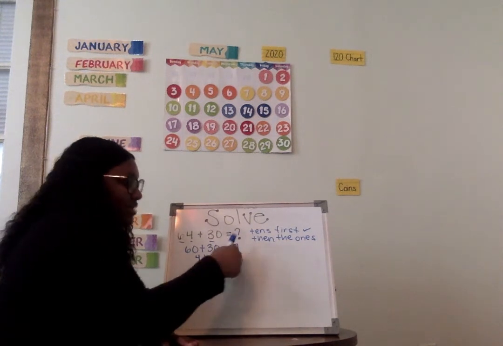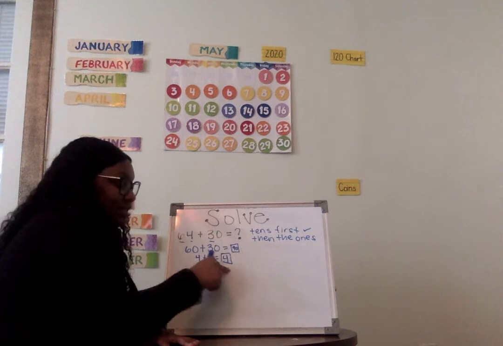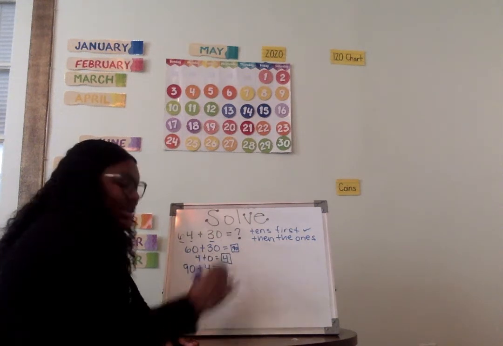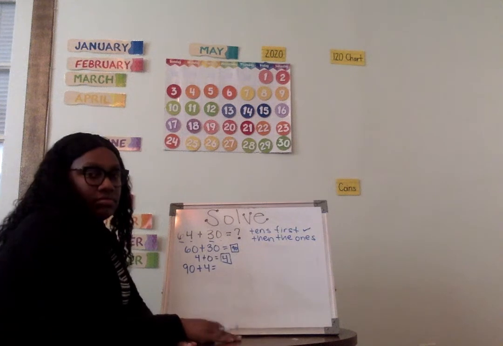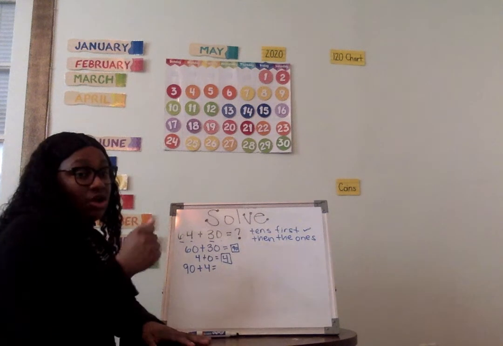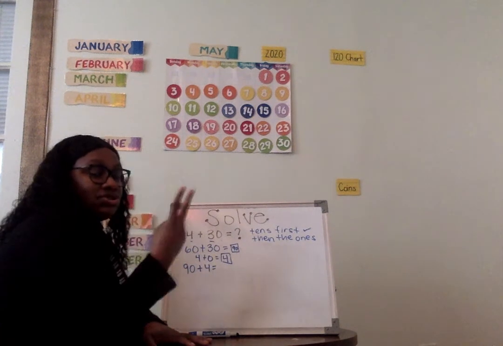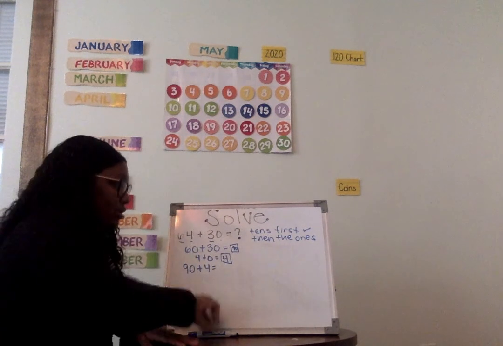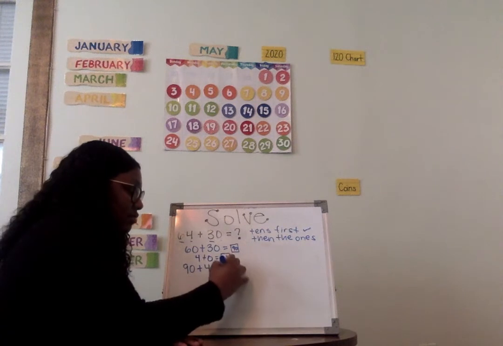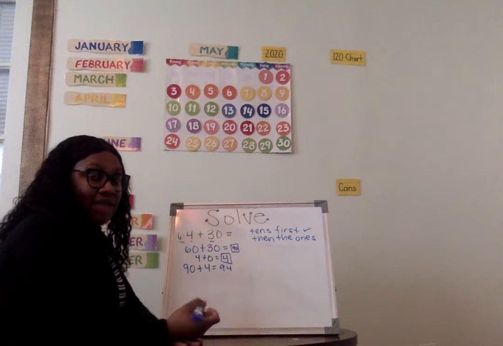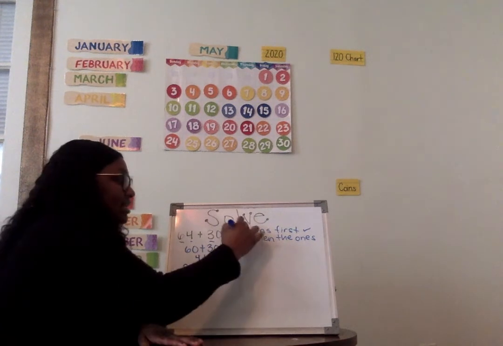Now, I need to add my 90 plus my 4. 90 plus 4 is what? If you get tricked, we can just count on. Grab 90. 90, 91, 92, 93, 94. There we go. 94. So now we know that 64 plus 30 is how much? 94.